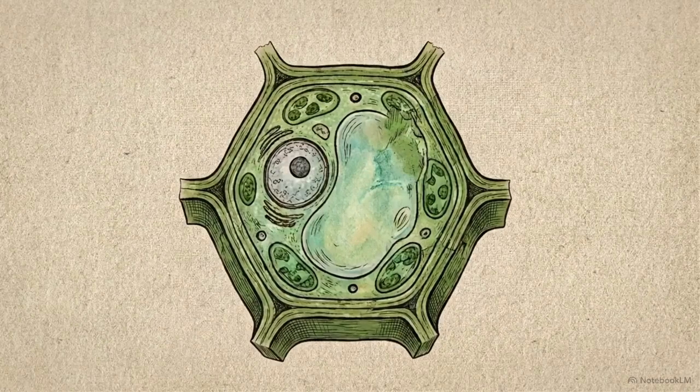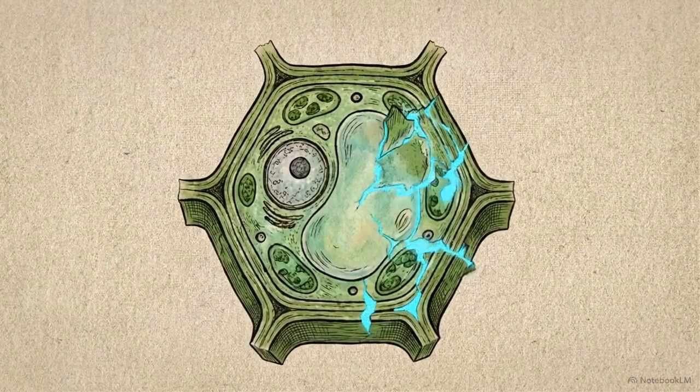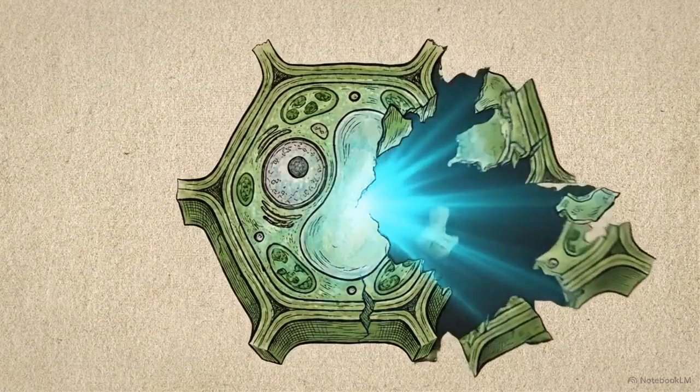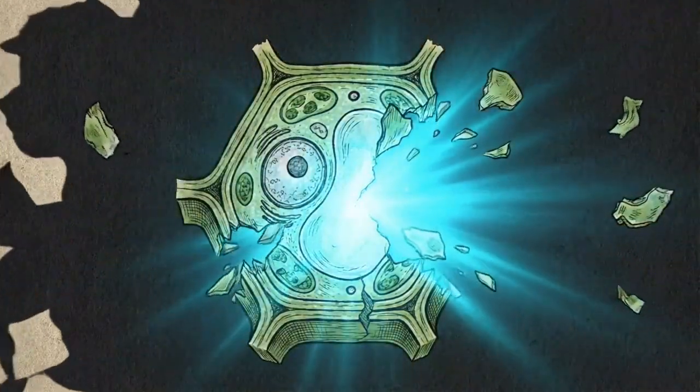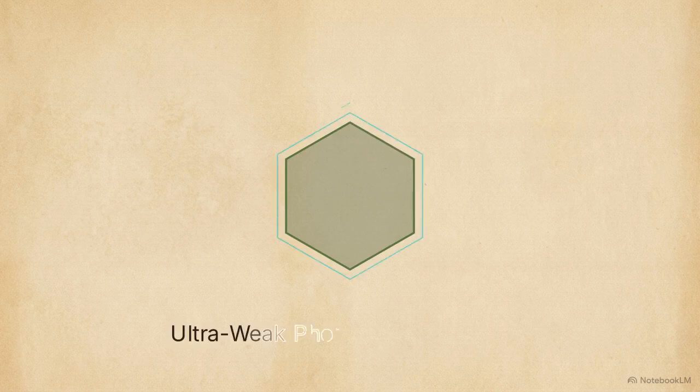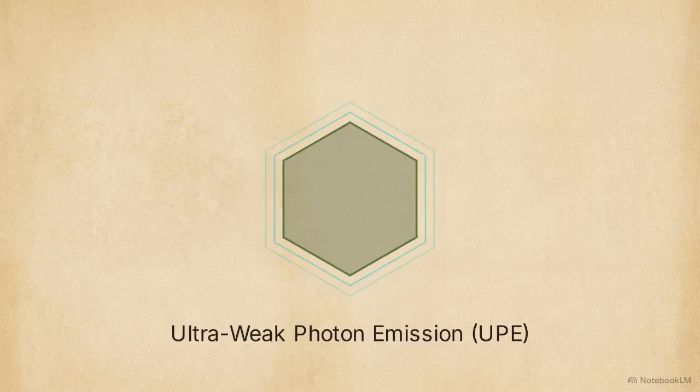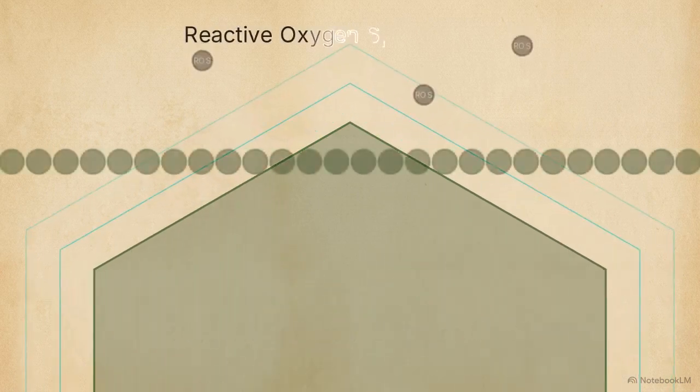All living systems emit light. When plant cells undergo oxidative processes, they produce a continuous, spontaneous glow. This is ultra-weak photon emission, or UPE. It is a direct result of the generation of reactive oxygen species.